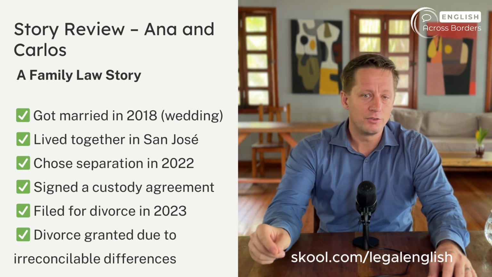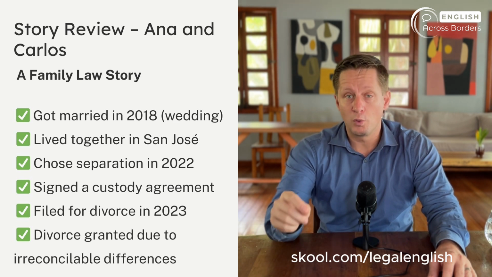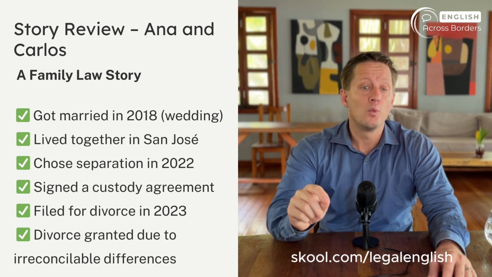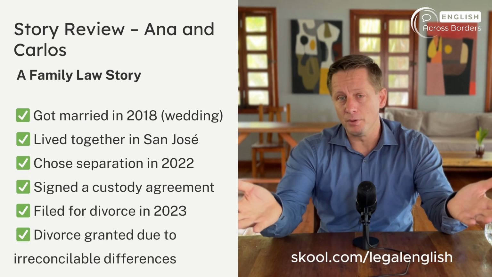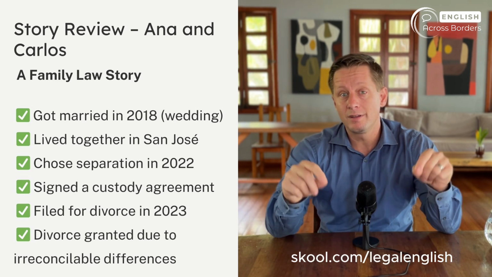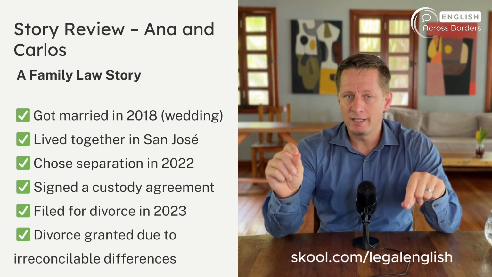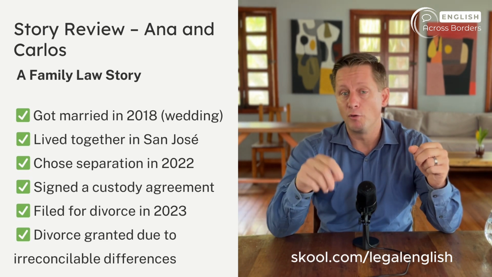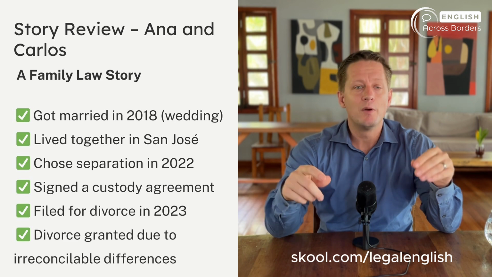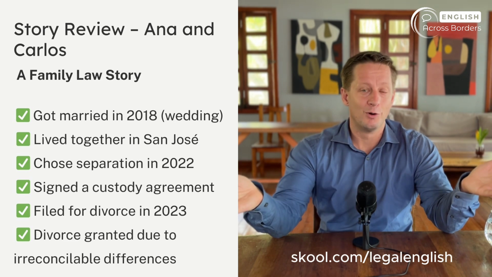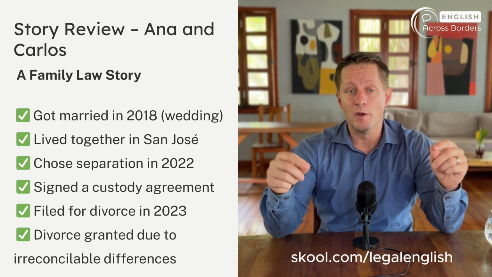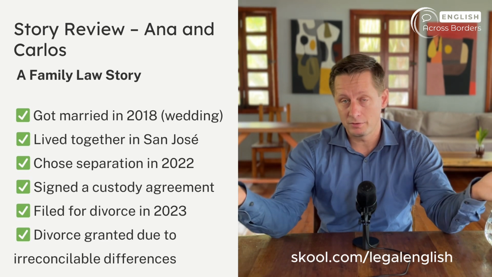Anna and Carlos got married in 2018. Their wedding was small and simple, but legally it was official. After the wedding, they lived together in San Jose for a few years. They were husband and wife, or in legal terms, they were each other's spouse.